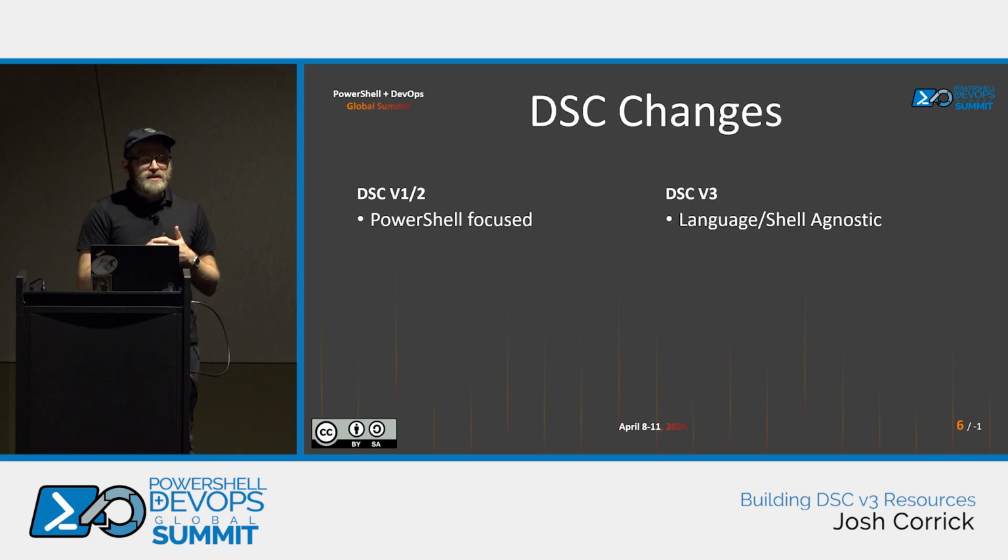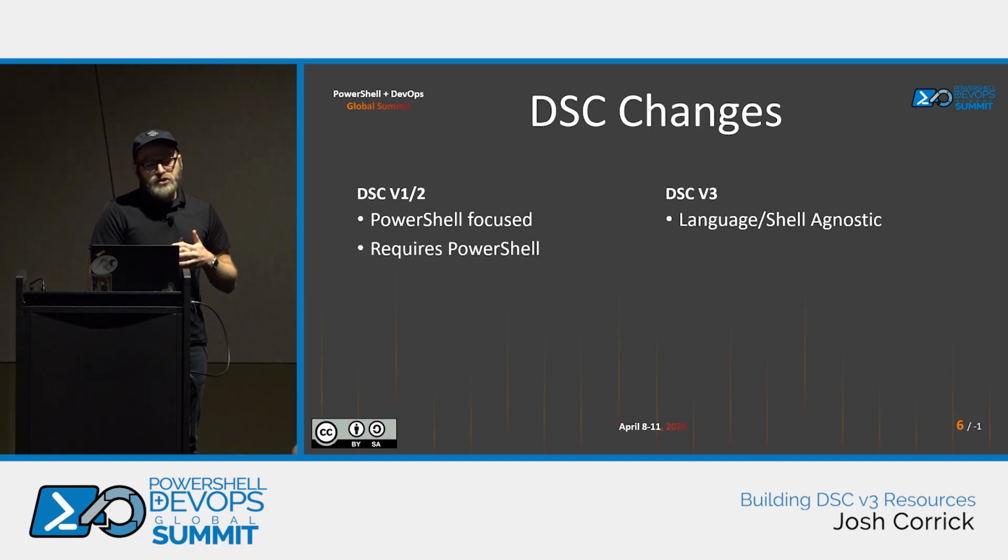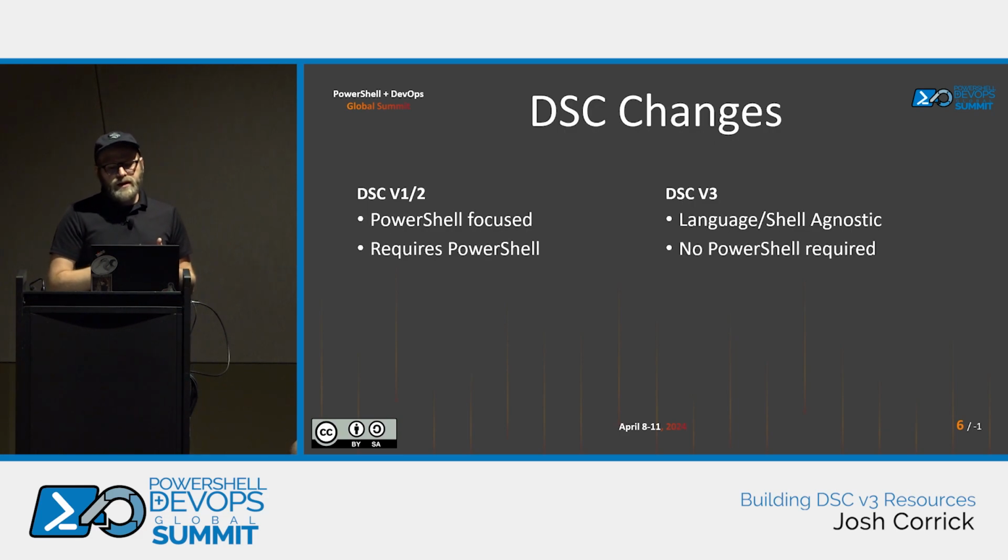Version 3 is being written language and shell agnostic. And I say shell agnostic because we're used to being on Windows potentially and always having PowerShell or PowerShell Core installed. But this could potentially run on a Raspberry Pi node or an edge IoT device, or maybe a spaceship someday. Who knows? But more or less, DSC v3 is shell agnostic. For v1, v2, obviously it required PowerShell. v3, no PowerShell required, as I just mentioned.